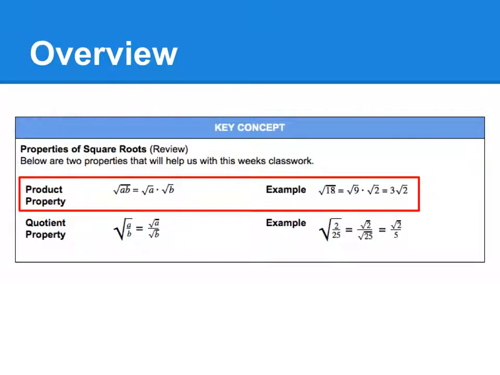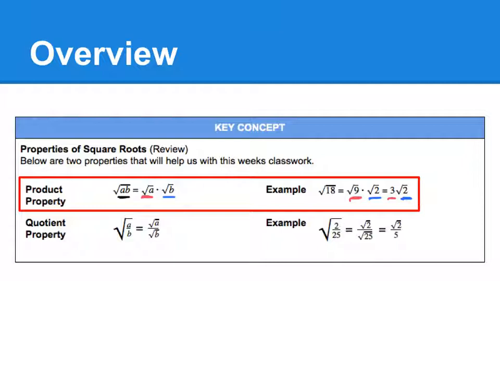Okay, so before I get into the real lesson, here's a key concept. Hopefully most of you remember this. Square root of AB, you can split that up into square root of A, first part, times square root of B. You can also go backwards. Square root of AB is the same thing as square root of A times B. So for example, square root of 18 is the same thing as square root of 9 times 2. You can simplify that even more, and square root of 9 we know is 3. Square root of 2 stays at square root of 2.